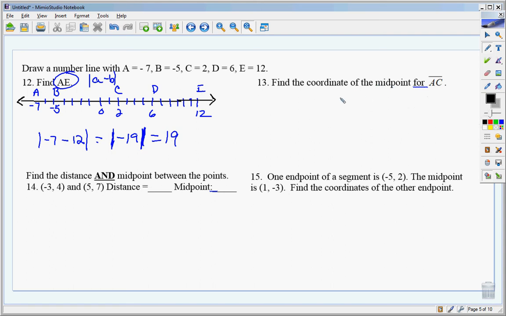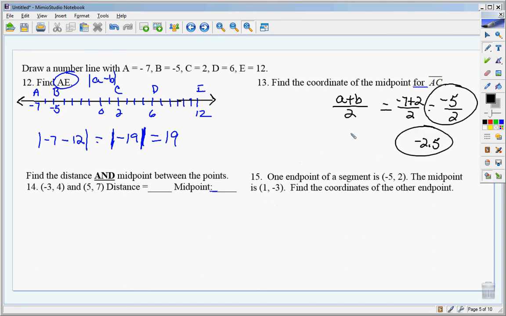To find the midpoint on a number line, you take the coordinate of the first point, plus the coordinate of the second point, and divide it by 2. The coordinate of A is -7, plus the coordinate of C, which is 2, and you divide that by 2. So I get -5 over 2, and if you put that as -2.5, that's certainly okay. Either one of these would be acceptable. You must have these formulas memorized, distance and midpoint, for both the number line and the coordinate plane.